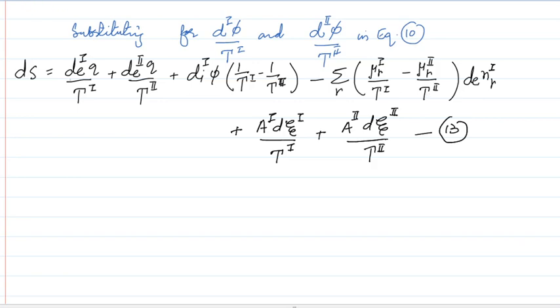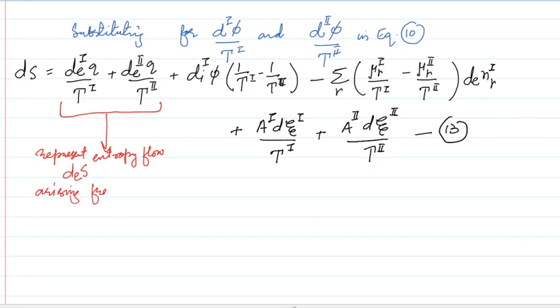Here you will see these first two terms, that means these two, they simply represent entropy flow, which is represented by dES, and this is simply arising from Q involved, so it will be simply heat exchange between the closed system and the external surroundings.